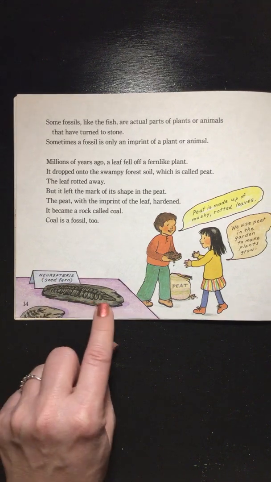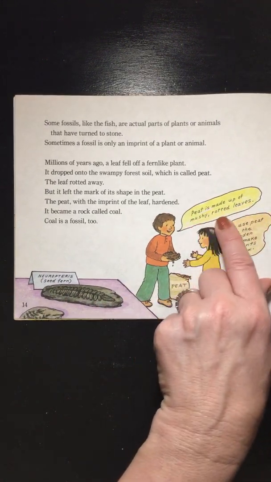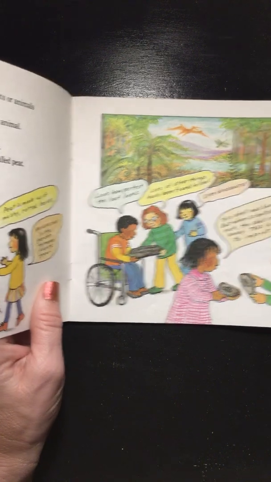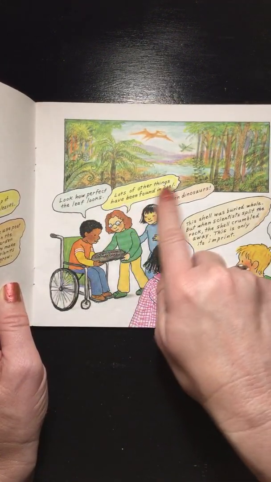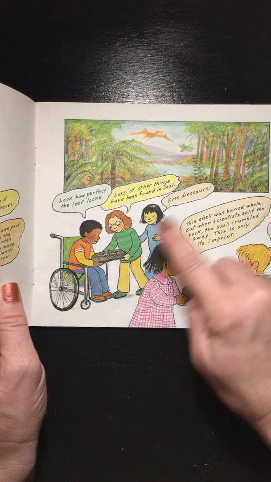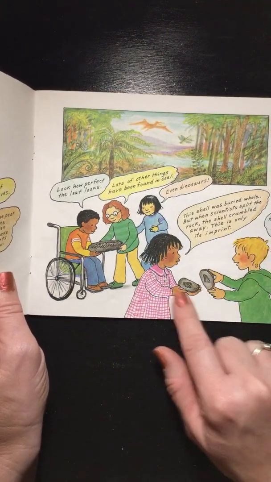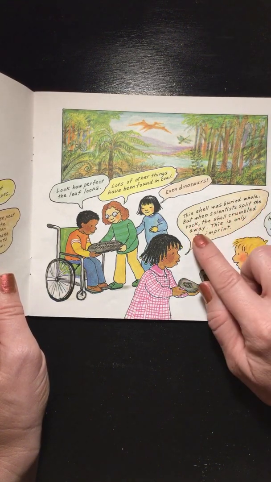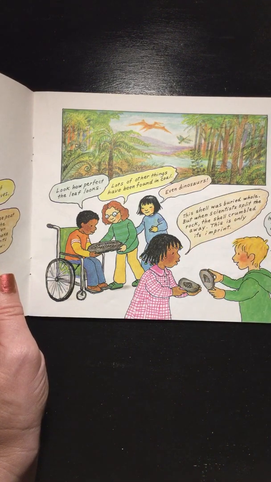So here's the leaf. And it says peat is made up of mushy, rotted leaves. We use peat in the garden to make plants grow. Here's a picture. It says, look how perfect the leaf looks. Lots of other things have been found in coal, even dinosaurs. Here's a different fossil. It says this shell was buried whole, but when the scientists split the rock, the shell crumbled away. This is only its imprint. Here's the other half.